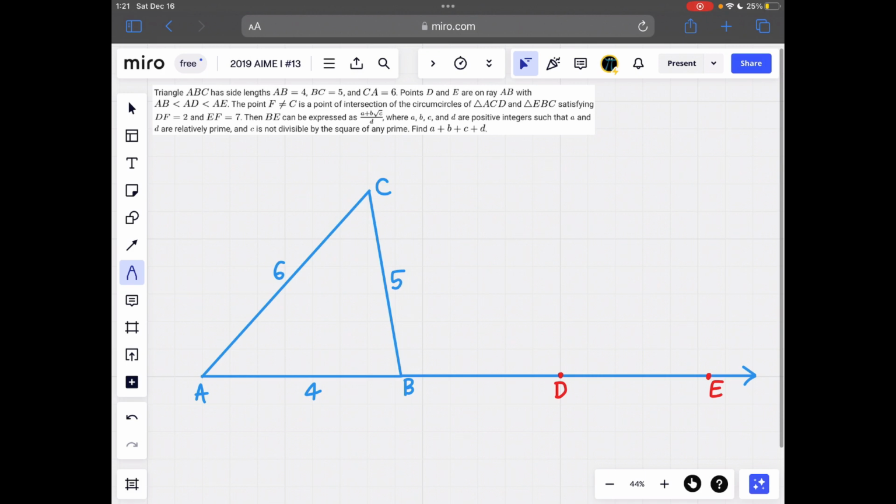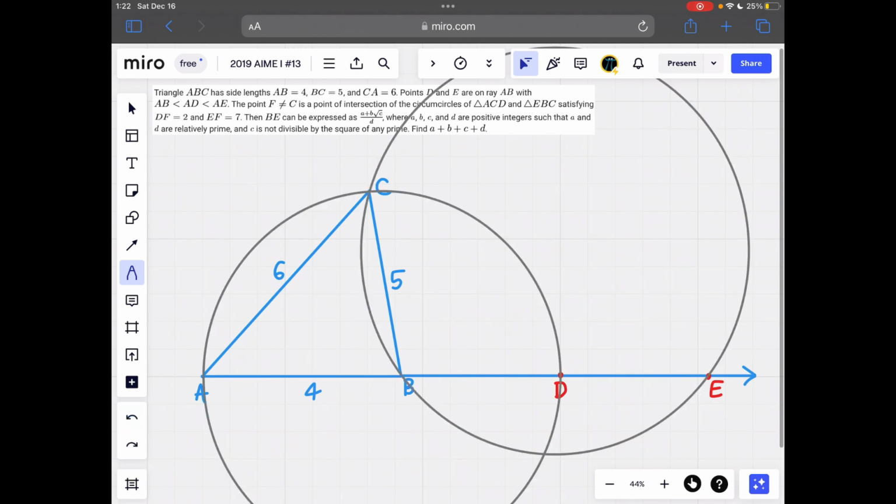We have triangle ABC here, with side lengths 4, 5, and 6. Points D and E lie on ray AB, with AB less than AD less than AE. Now we have to add in the circumcircles of triangles ACD and EBC, and their intersection point other than C is going to satisfy DF equals 2 and EF equals 7. And we need to find the length of BE.